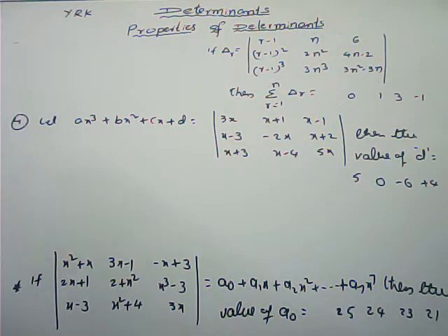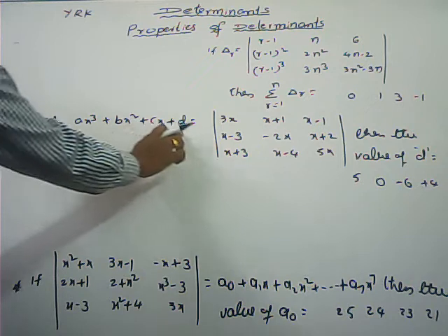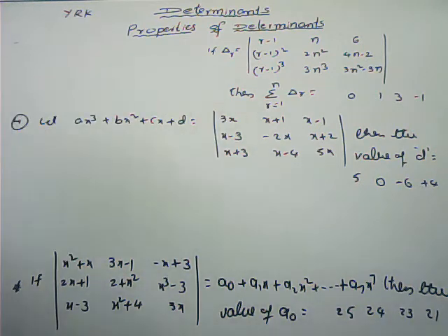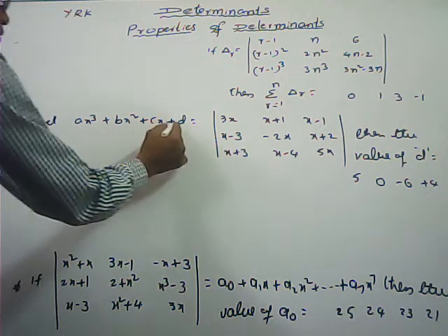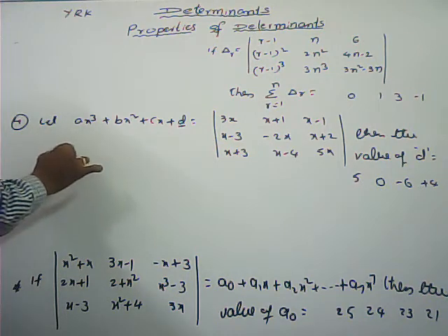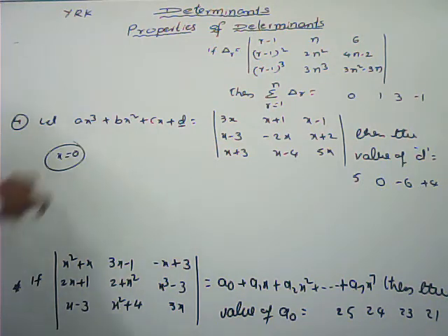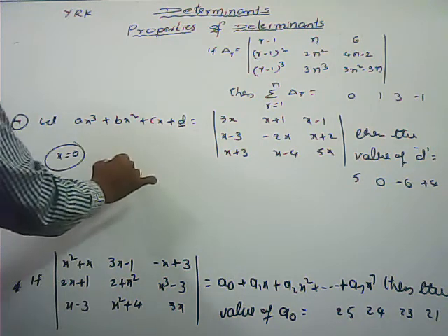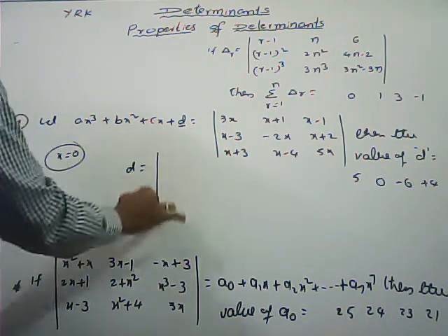Now next, the fourth one. These model questions, how to evaluate. Ax cube plus bx square plus cx plus d is equal to the determinant of that one which is given. Then the value of d. Here they are asking the value of d. So to get the value of d, you can put x equals to 0. If I put x equal to 0, this side we can get d only. D is equal to the determinant of.